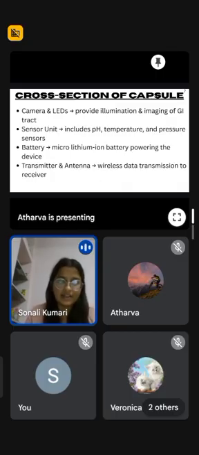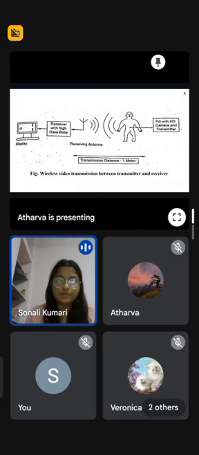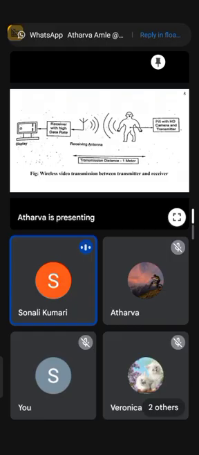And last is the transmitter and the antenna, which is wireless. We have the wireless video transmitter between the receiver and the transmitter.